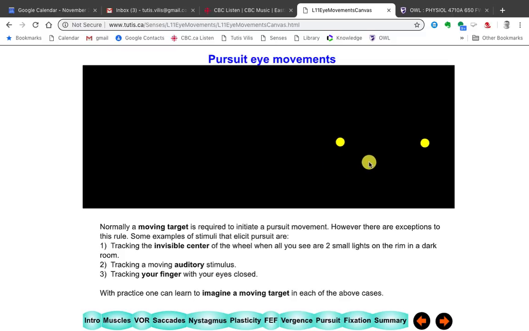But with this thing, you can imagine that center, and you can make a pursuit eye movement. You can also make a pursuit eye movement if you hear something going past you, but in the dark or with your eyes closed. And you can also train yourself to make a pursuit eye movement to, for example, your finger moving past your eyes, or back and forth across in front of your head, and you can learn to pursue it.